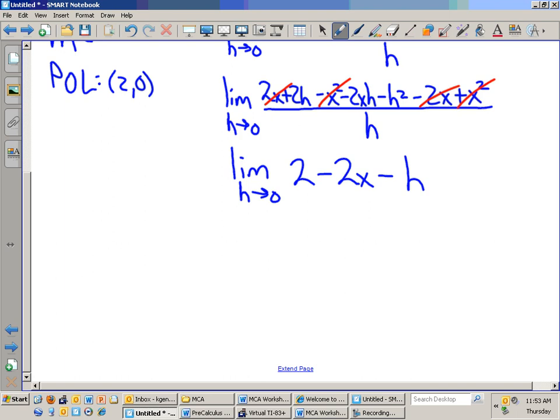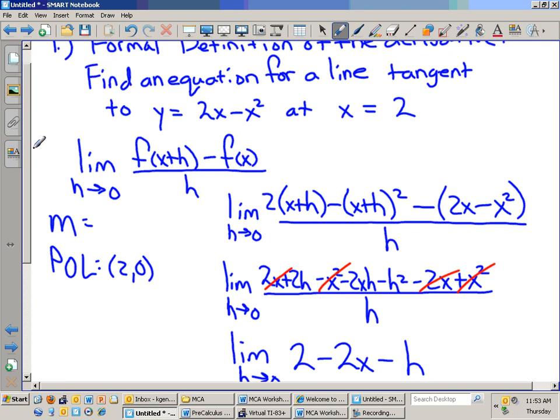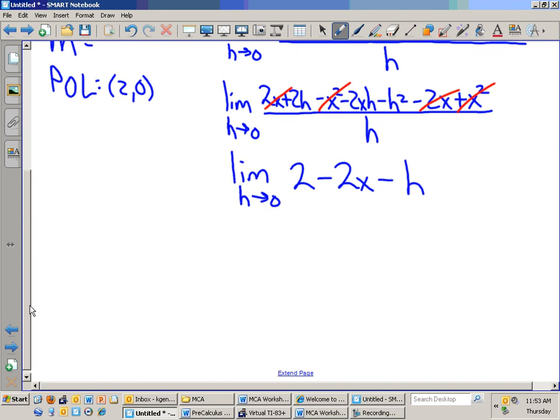Stop. Look. 2x minus x squared. What's the derivative of that? 2 minus 2x, right? So that's what we should come up with in the end. Can we now put 0 in for h? And you get 2 minus 2x.